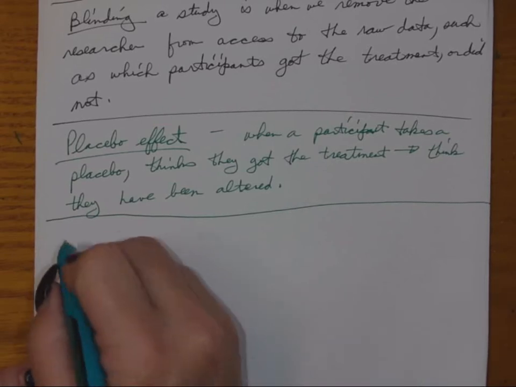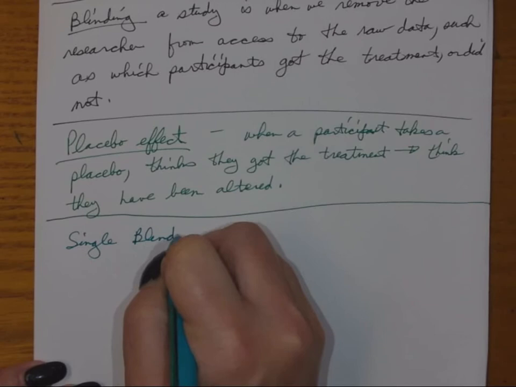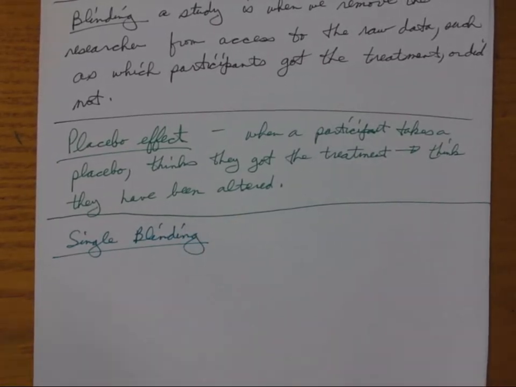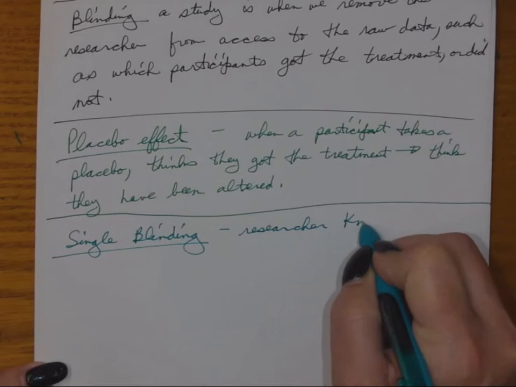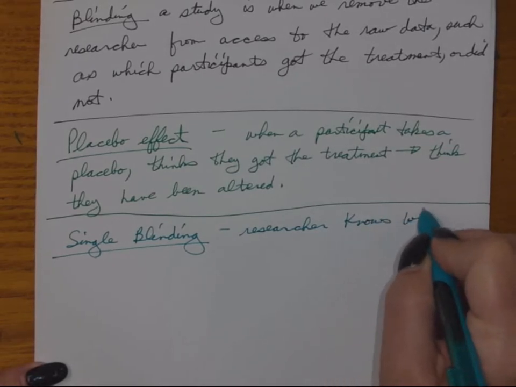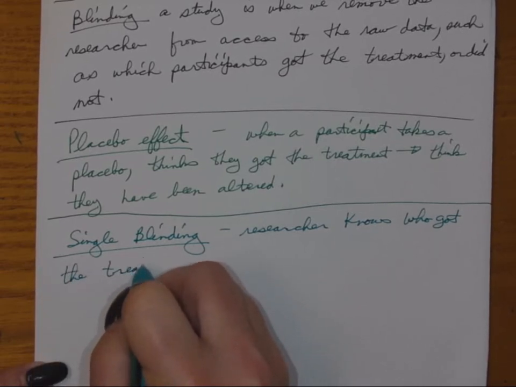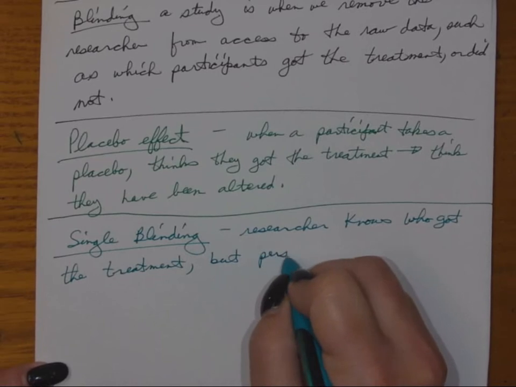So one of the blindings is called single blinding. Okay, so single blinding, of course, means what? Only one of you is blinded, right? So the researcher knows who got the treatment, but the person in the study does not.